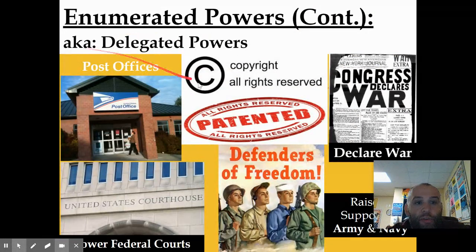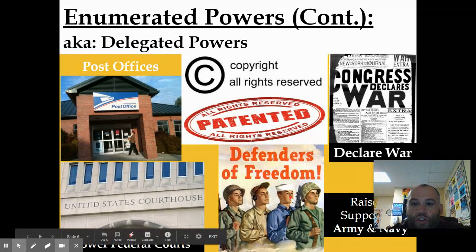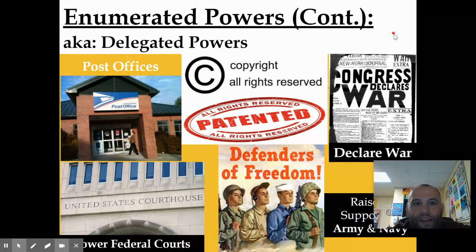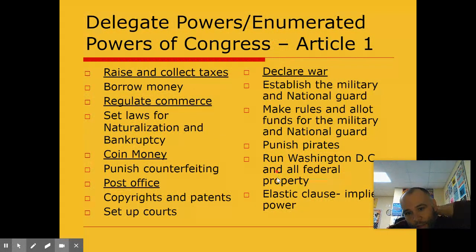So what are some of their powers? To run a United States post office, to run the military, to coin money. These are some specific enumerated, which means numbered, or delegated powers, specifically listed in the Constitution. So here's a list of them: raise and collect taxes, regulate trade, coin money, the post office, declare war, make rules for the military, set naturalization rules, things like that.